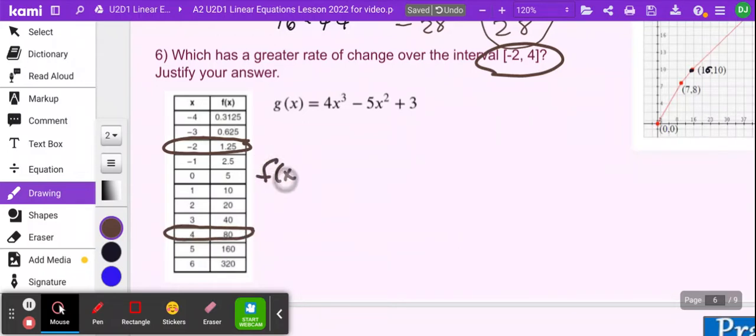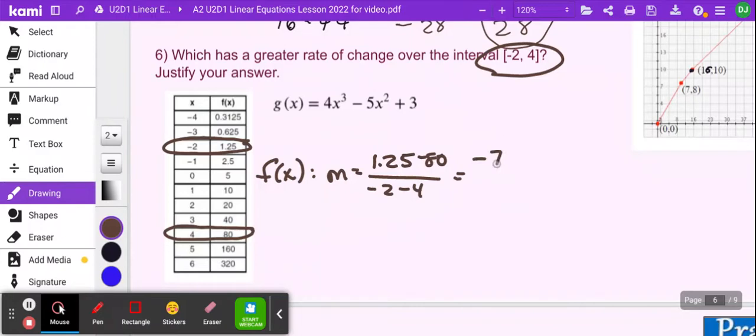So for f of x, all we're going to do is the change in y over the change in x. And it doesn't really matter which way you subtract them. Ultimately, we're going to get the same answer. So hopefully you got that decimal.